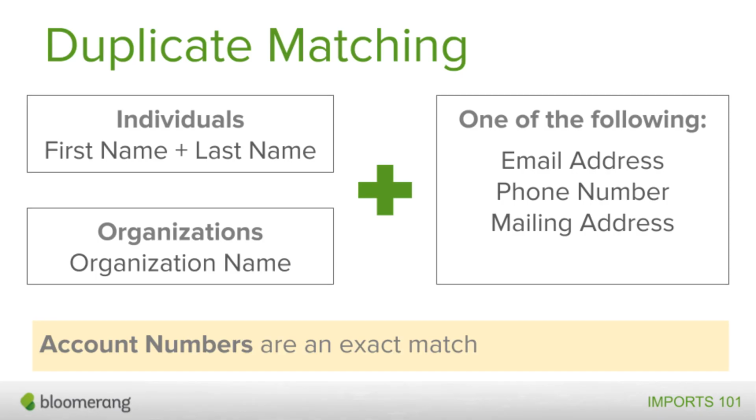And of course, as another reminder for the duplicate matching, you need more than a name. You need the name plus a piece of contact information to make sure that we're matching to the right constituents, but account numbers are an exact match. So if you have the Bloomerang account number, that can be the account number of the individual or the organization. That's going to be an exact match. If you have the household account number, that's going to add the new information to the head of household. And if you have any questions, please let me know.